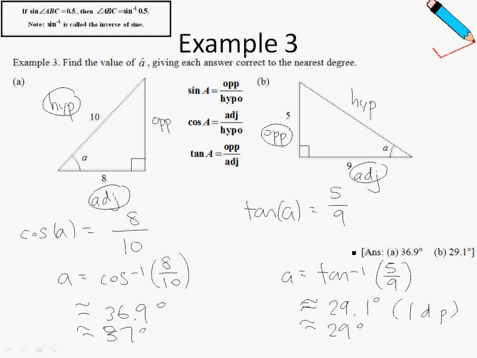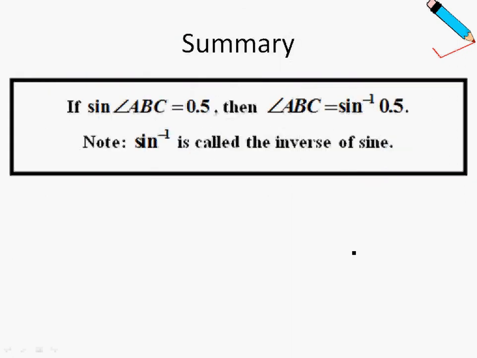That's all for this portion of the chapter. So in summary, to find the angle of any of these ratios, just take the inverse of the function. So in this case, theta is sine inverse of half. I'll see you in the next video.